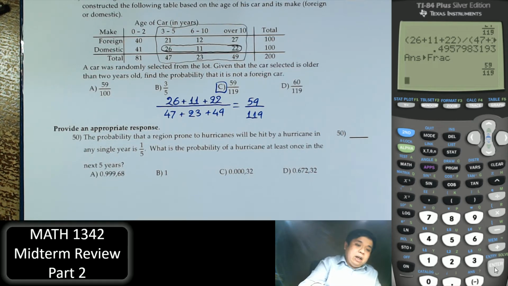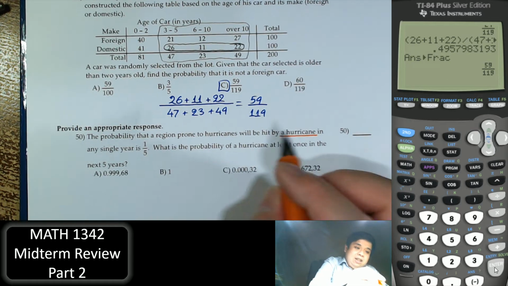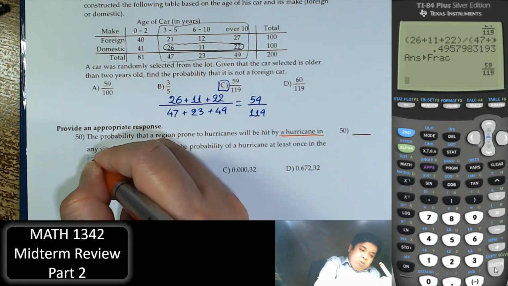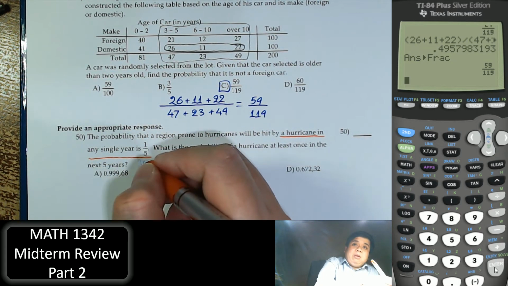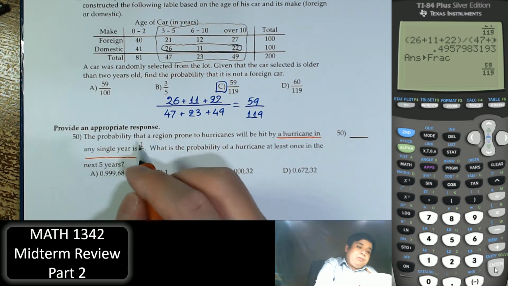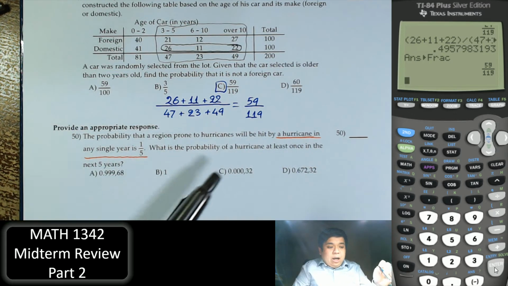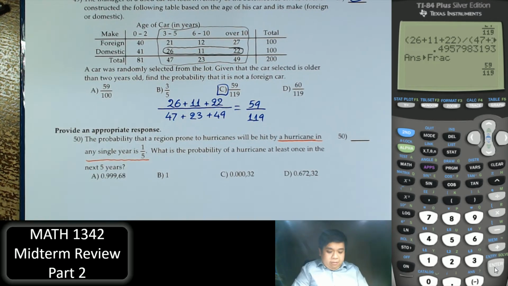The probability of getting just 1 hurricane in any single year is 1/5. Of course, we might have 5 of them in 1 year, but the probability of that is slim, because in 1 year the probability is 1/5. Right.